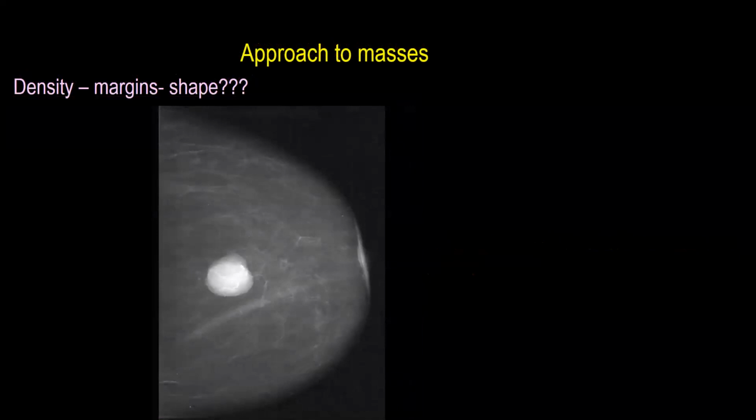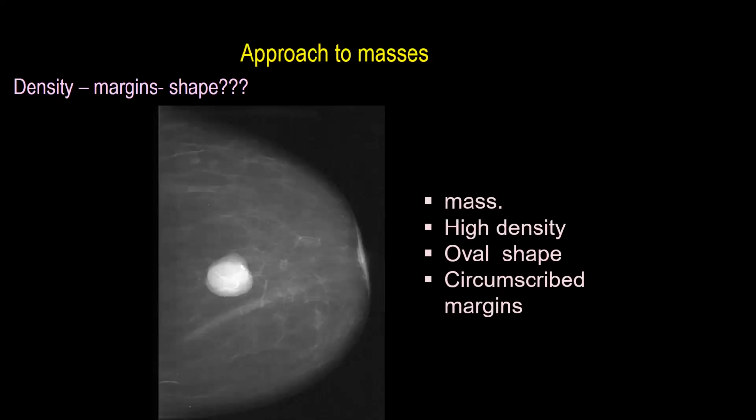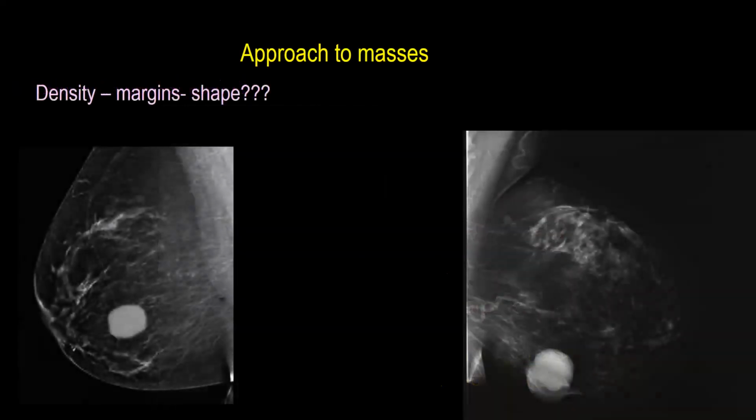Okay. And what about this? High density, circumscribed margin, round shape. So it is BI-RADS 4C. And it was a cancer. This one was a fibroadenoma. Okay. What about this?